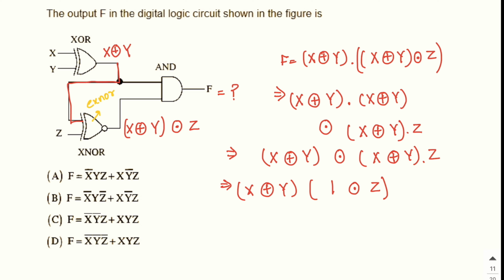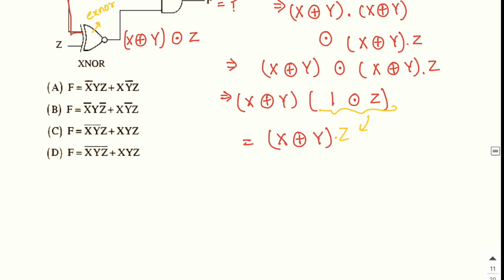Now for an XNOR gate, if one of the inputs is 1, it behaves like a buffer actually. So this is equal to X XOR Y, and this thing evaluates to Z as per the exclusive NOR gate. So hence we have, just open this bracket, X Y bar plus X bar Y. This is how the XOR gate is expanded. Dot with Z. So when we open the bracket, we have X Y bar Z plus X bar Y Z.